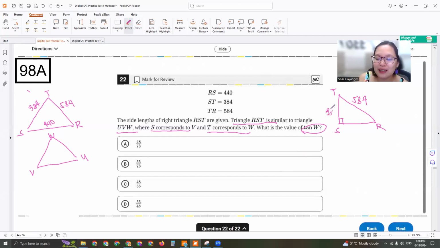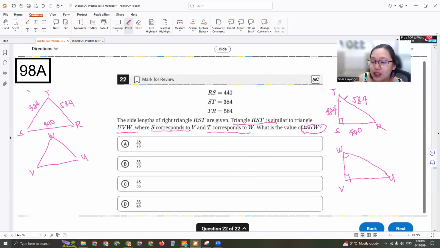So we have 384. So why is it that I took a pause and realized, oh, I'm working with a right triangle? Because we're looking for tangent W. And for this to work, the two triangles should be right triangles. Okay. Anyway, for the context of SAT, okay? So let's rearrange this W, U and then V. All right, good. So remember, the proportions are the same. So let's go ahead and see tangent W.